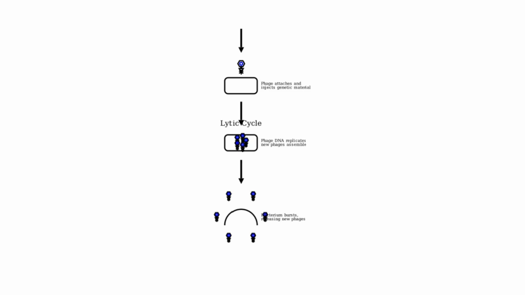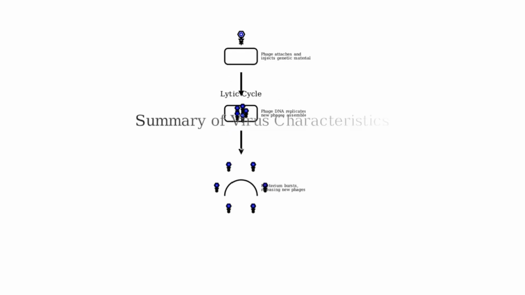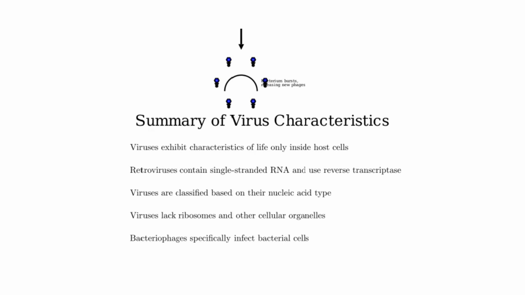Let's summarize what we've learned about viruses. 1. Viruses are only considered living when inside host cells. 2. Retroviruses contain single-stranded RNA and use reverse transcriptase. 3. Viruses are classified based on the type of nucleic acid they contain. 4. Viruses lack ribosomes and other cellular organelles. 5. Bacteriophages specifically infect bacterial cells.